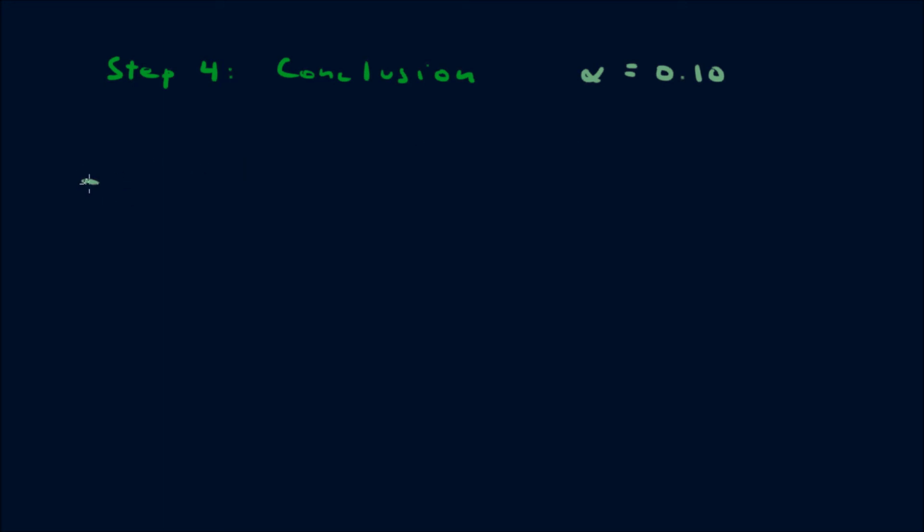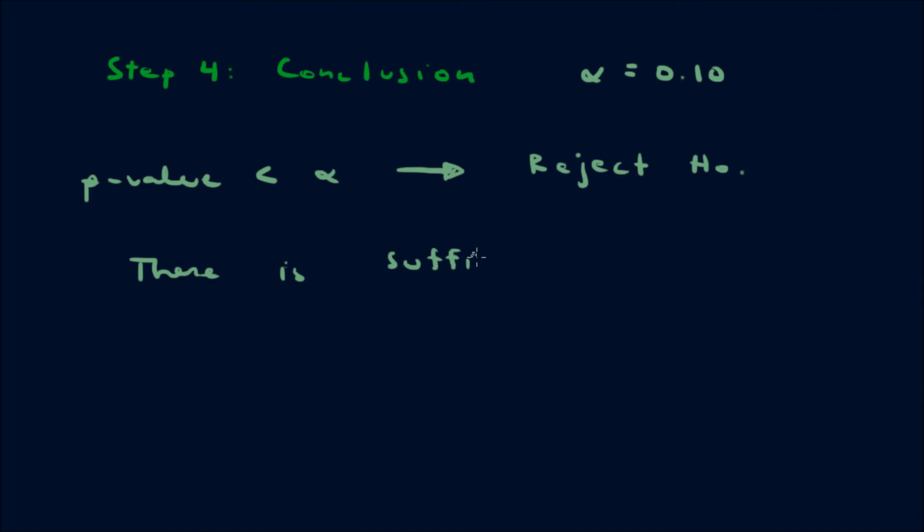the p-value is less than the significance level, and any time this is true, your conclusion will be to reject the null hypothesis. And then you would say there is sufficient evidence to conclude that the mean age of AJC subscribers has changed.